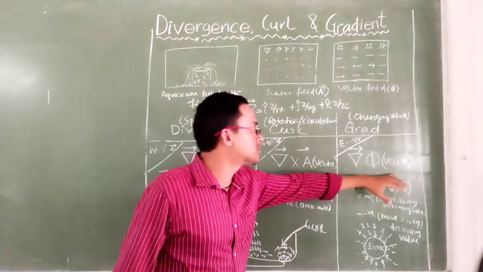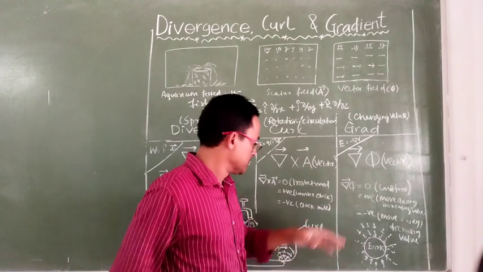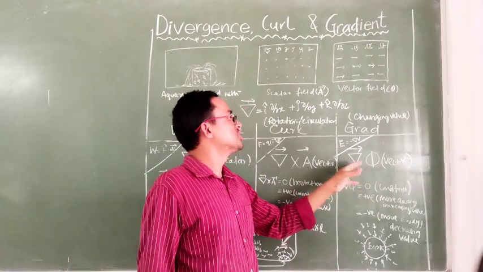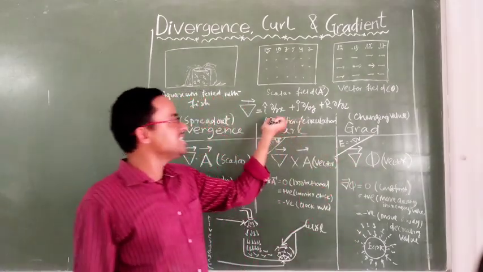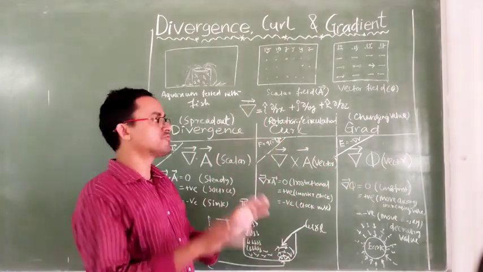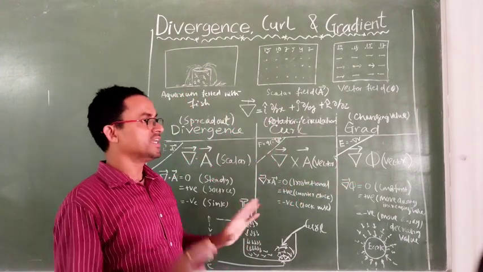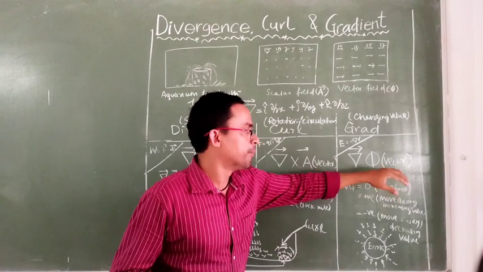And if you consider the gradient, it is just a normal operation of del with phi. But as del is a vector quantity, the result will be a vector, because phi is a scalar, but when you operate with del, the resultant will be a vector.